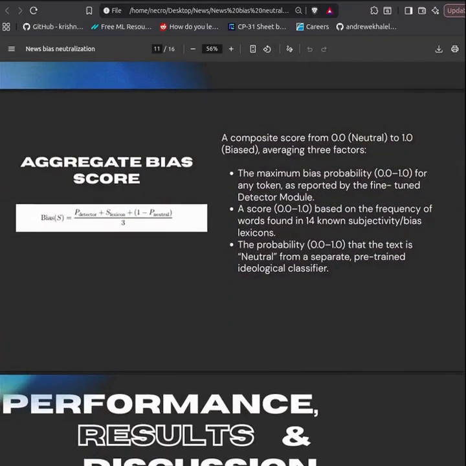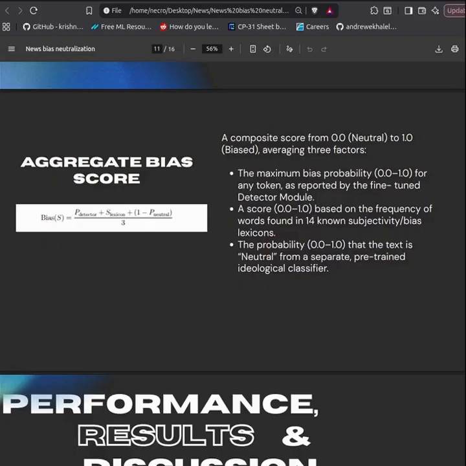My second solution, or the second metric I came up with, is the aggregate bias score. This answers the other key question: did we really reduce the bias? This is also a composite score from 0 to 1, where 0 is neutral and 1 is biased. It works by averaging three factors: the P detector, the S lexicon, and 1 minus P neutral. These three factors are from the detector models module.